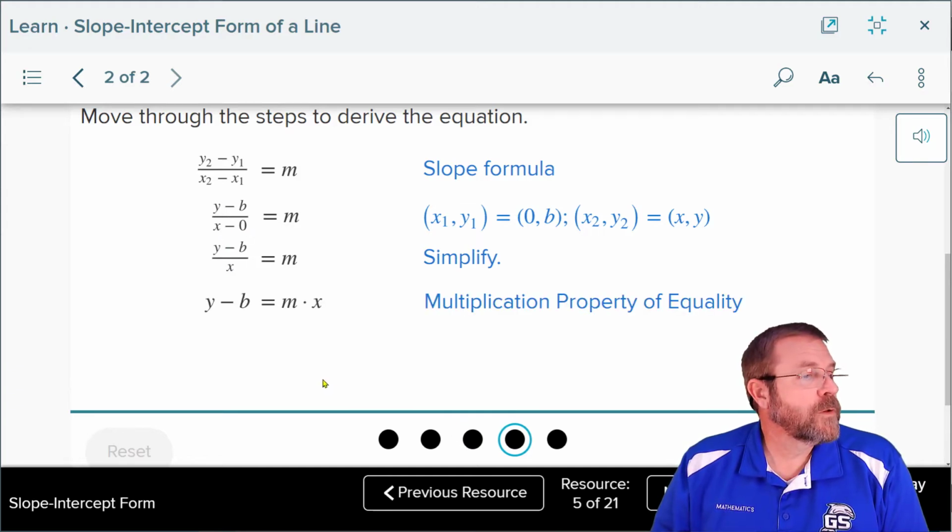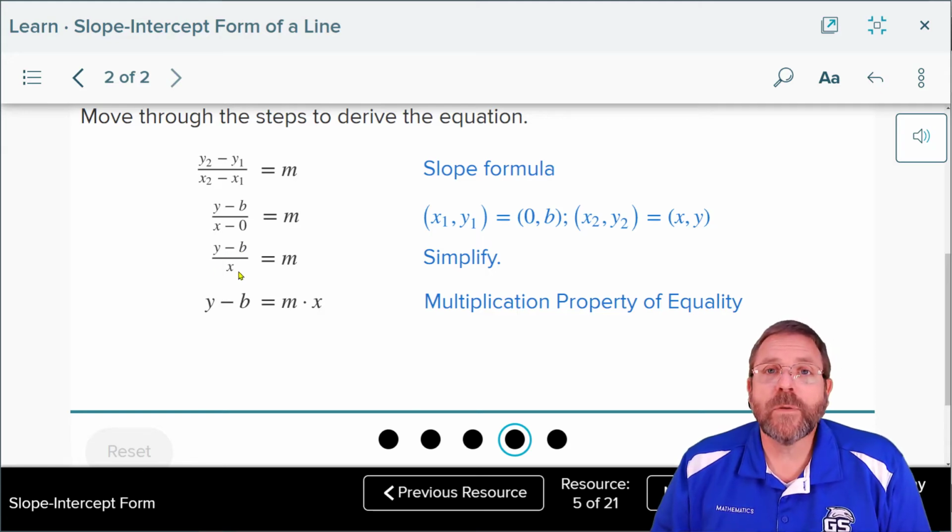Next thing they're going to say to us is that from there, we could isolate the y minus b by multiplying x on both sides. They didn't show it to you, but that's what they're doing right here. If they multiplied x on the left and x on the right, the x's on the left would divide each other out, leaving your y minus b. And on the right-hand side, now you get m times x.